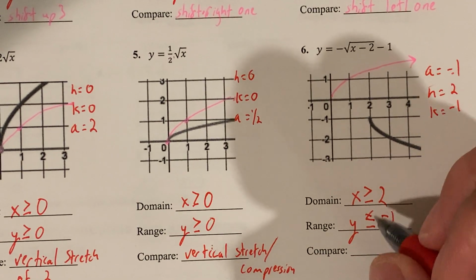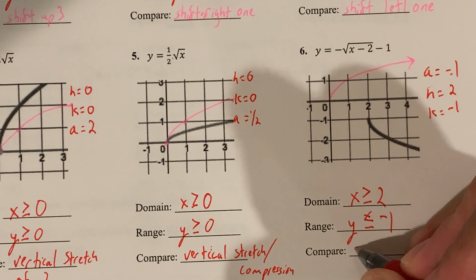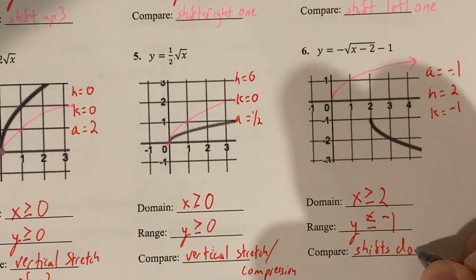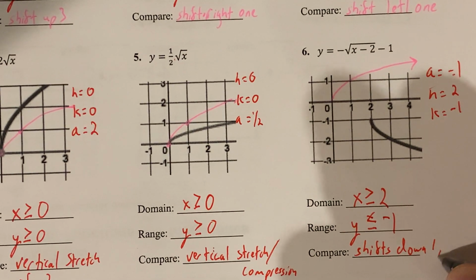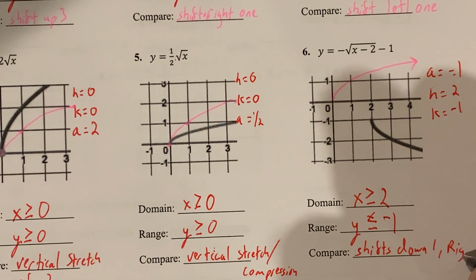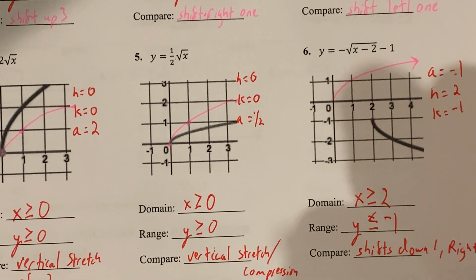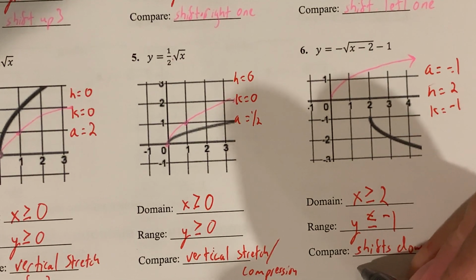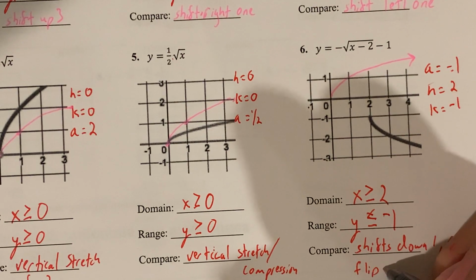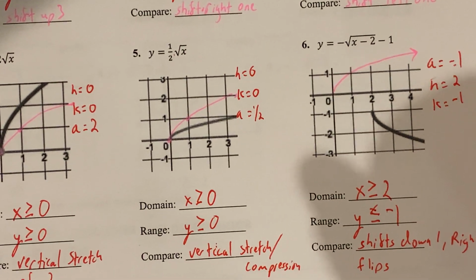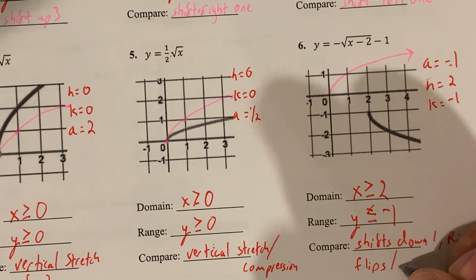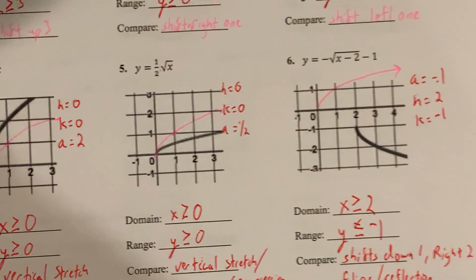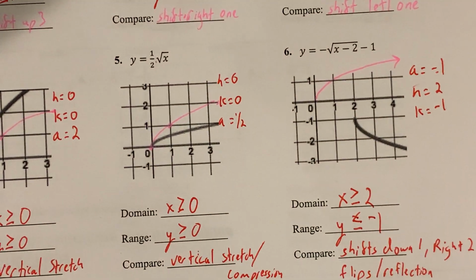And then for our comparison, there's actually three things, okay? It shifts down 1, it shifts right 2, and because A is negative, we also say that it flips because now it goes down. The technical word there is a reflection. Okay, and that's just what happens when A is negative, okay?